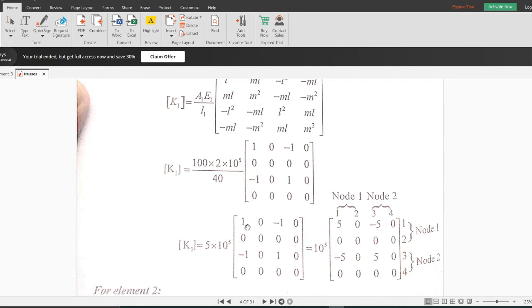Therefore, corresponding nodal displacements are what? Q1, Q2, Q3, Q4. Therefore, write the row number and column number as 1, 2, 3, 4, 1, 2, 3, 4. 1, 2 belongs to node 1, and 3, 4 belongs to node 2.